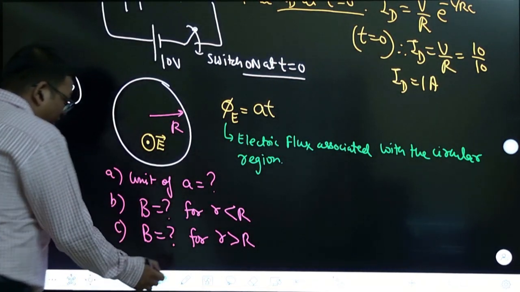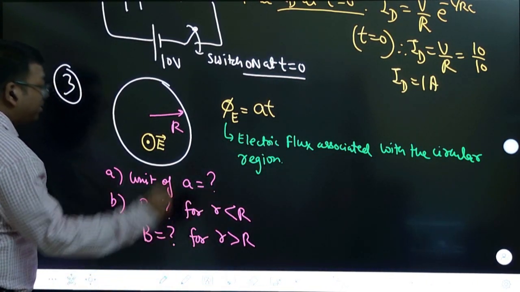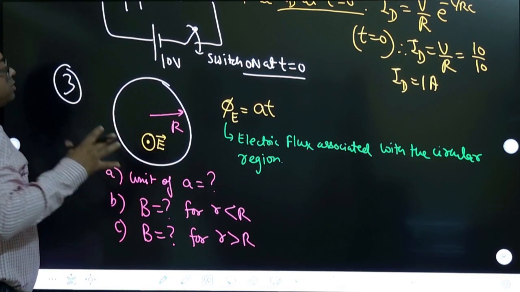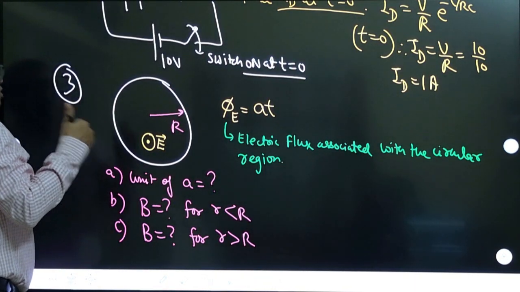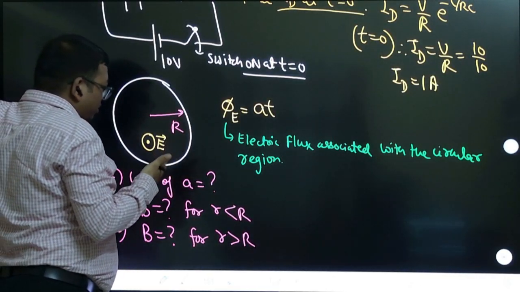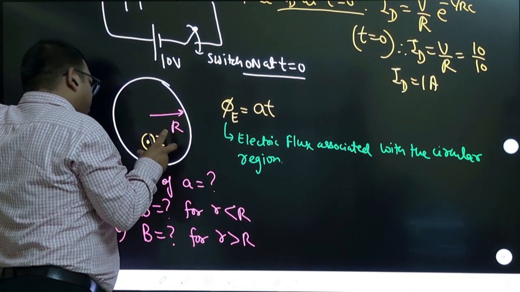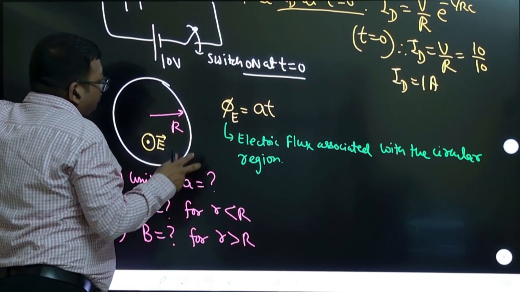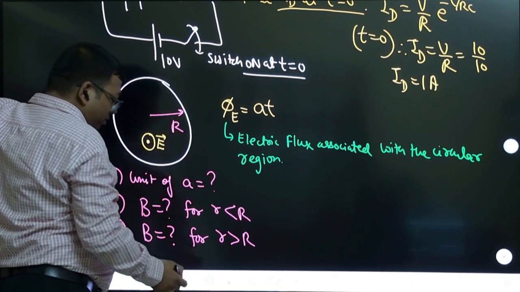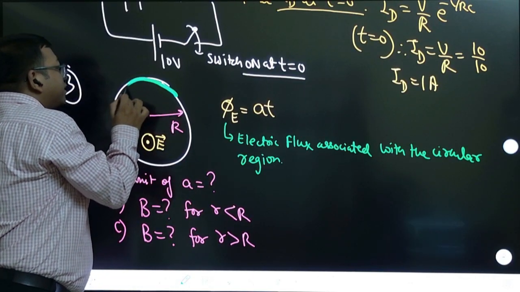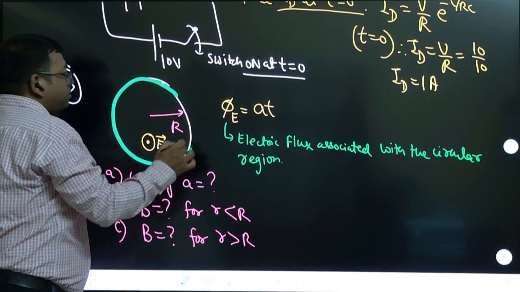Now here the very important thing is that they have mentioned the flux associated with this region. They did not mention anything about where the electric field line is present. Now here is a very important assumption. If I assume that electric field is only limited within this space, I am going to make that assumption first.